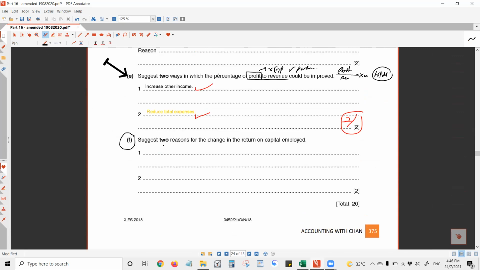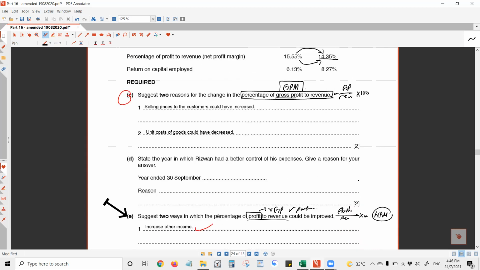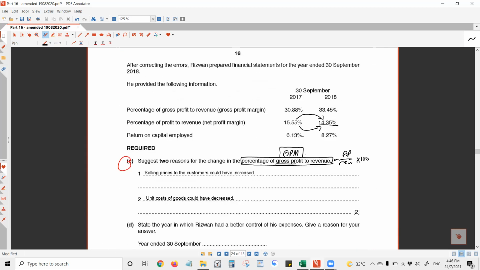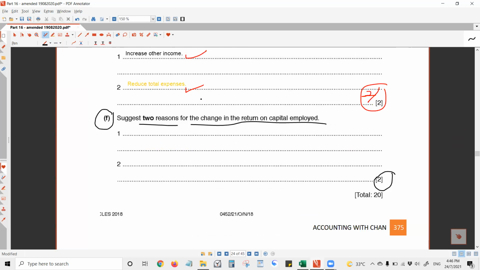Here, 2 reasons for the change in the ROCE. So what is the change? We have to see the question. Whether it's increase or decrease, look carefully: 6.13 up to 8.27, there's been an increase, right? Also look carefully at the date. We read from left to right, 2017 to 2018. So it has increased. So we have to give 2 possibilities.